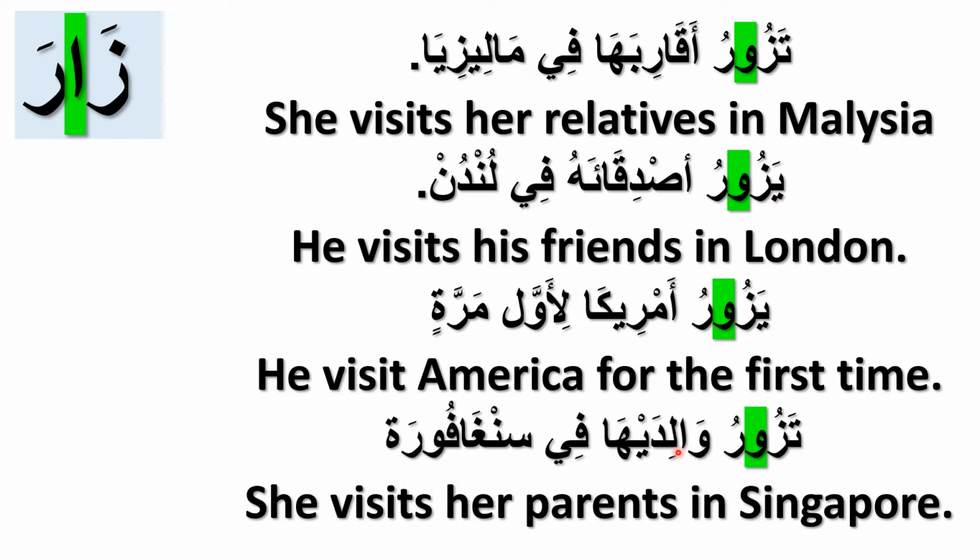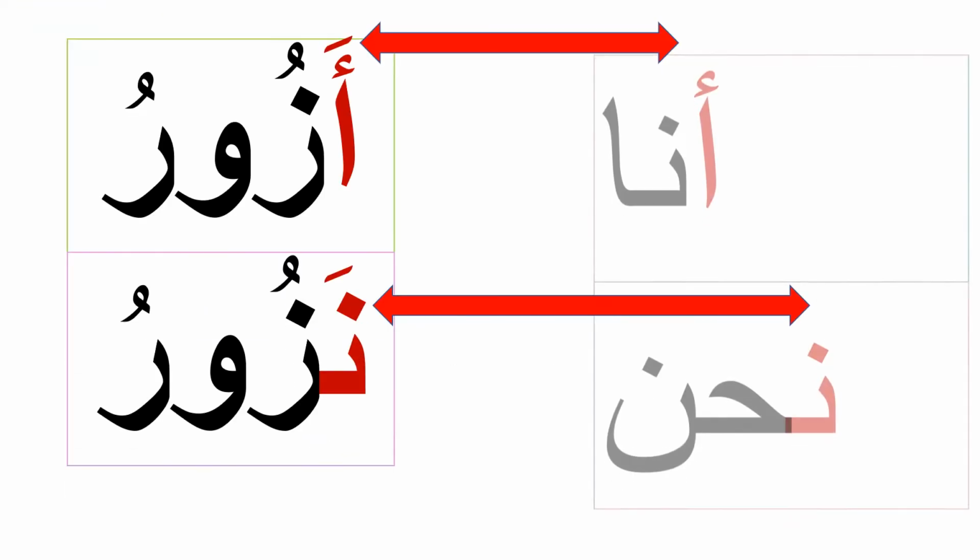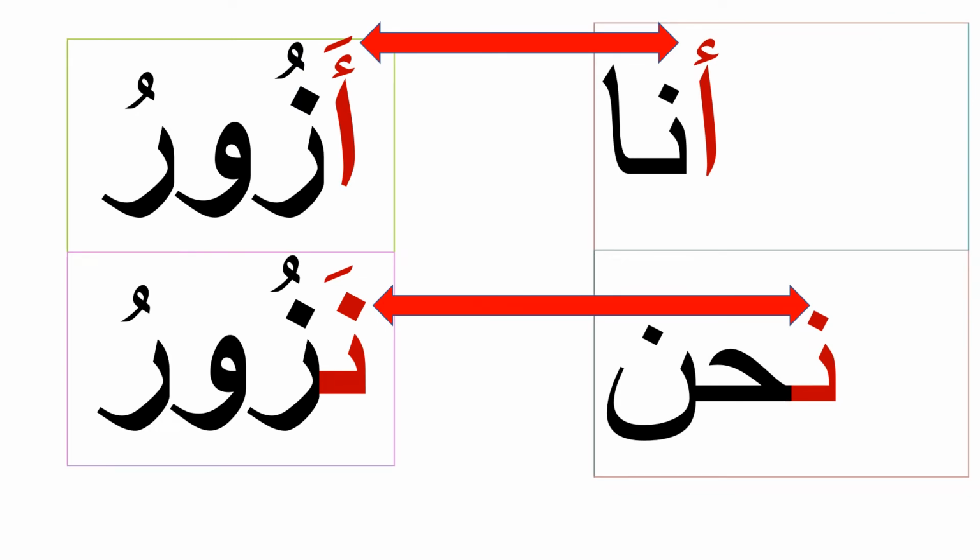تزور والديها في سنغافورة. She visits her parents in Singapore. As you notice, the alif of the verb زار, it's replaced with the waw in the present tense. زار, تزور, يزور. Now we are going to conjugate the verb زار.